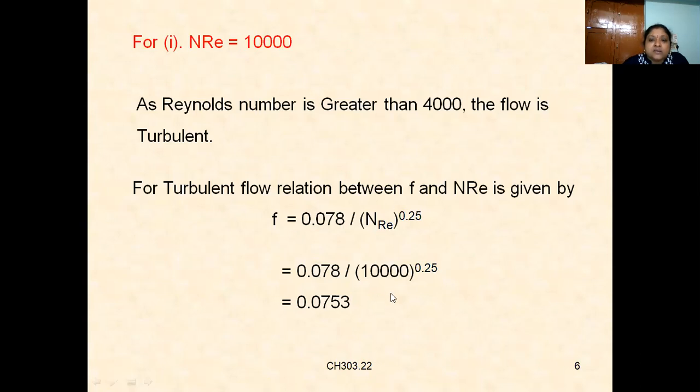In this problem, we have calculated the friction factor for laminar flow and for turbulent flow by using the relationships between f and NRe. For laminar flow, f is equal to 16 by NRe and for turbulent flow, f is equal to 0.078 by NRe to the power of 0.25. We have other relations also for turbulent flow, but mostly we use this equation as it is simple. This is the Blasius friction factor. And for laminar flow, we have the simple relation f is equal to 16 by NRe.